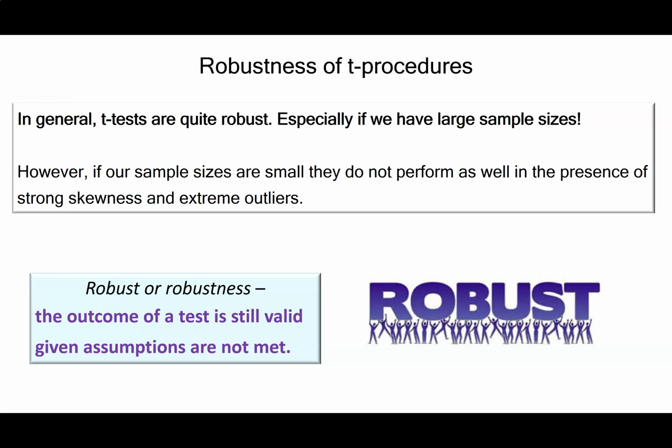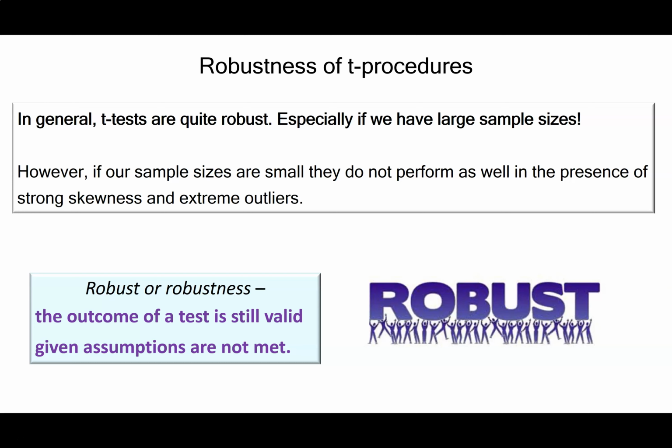Not just honestly garbage. Because if violating the conditions means that it's not reliable at all, you can't use your results at all. So absolutely, T procedures tend to be pretty robust. In particular, if you have big enough sample sizes, they do pretty darn well. So we're pretty happy with that.